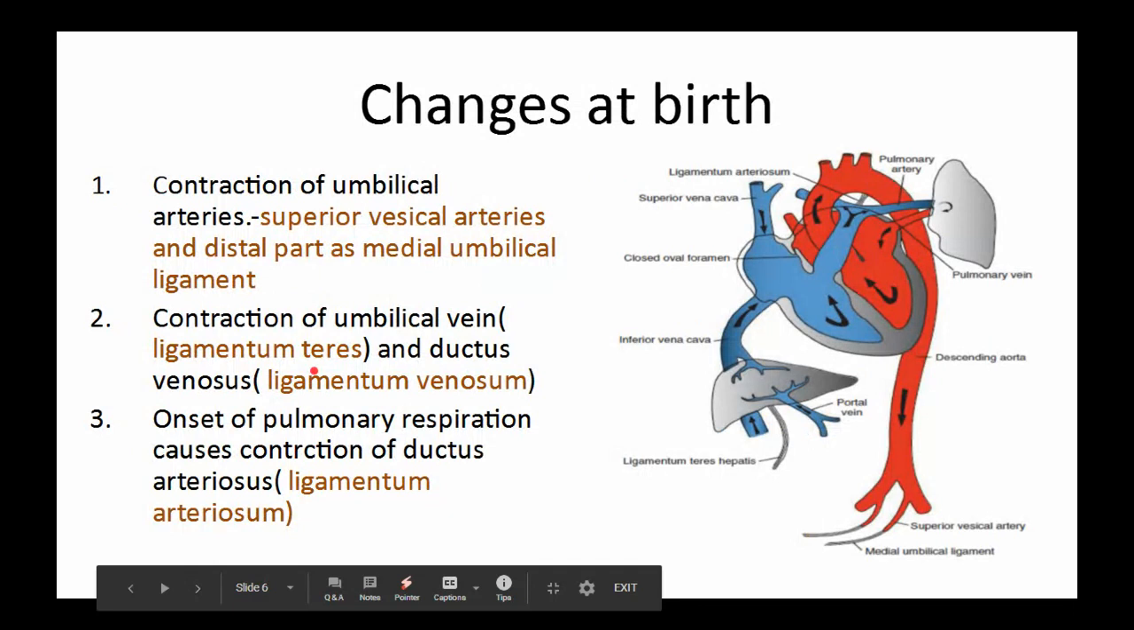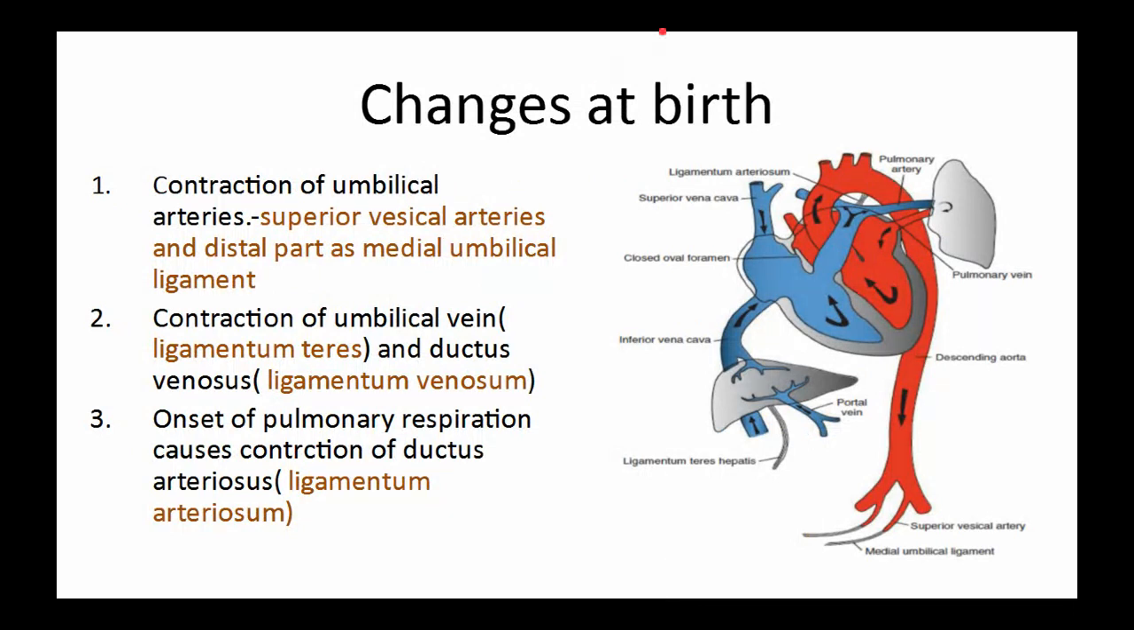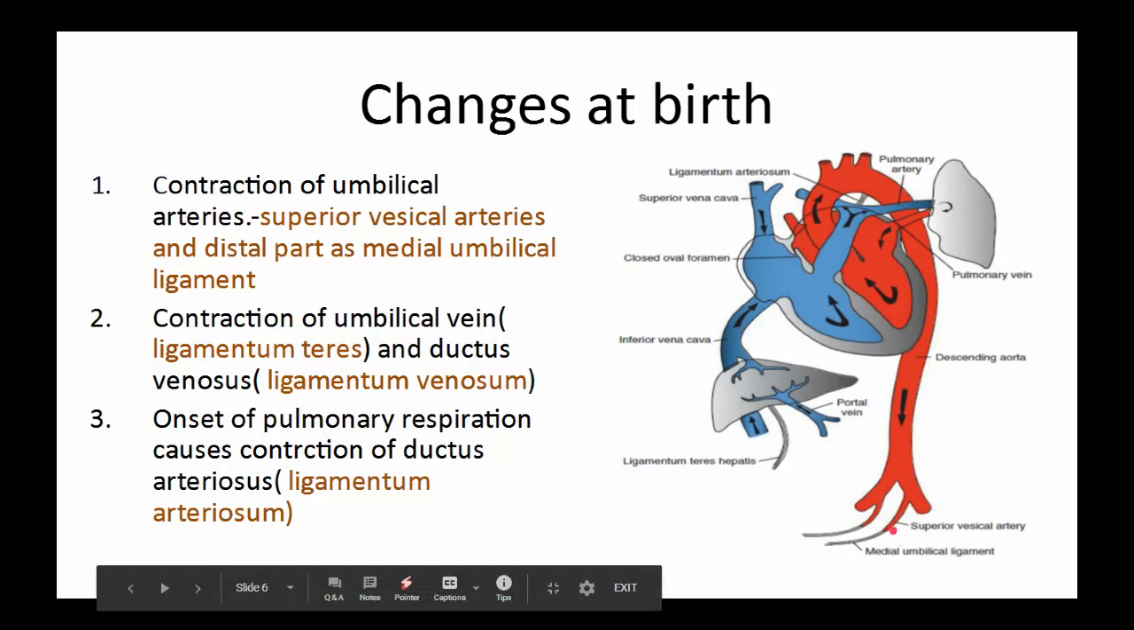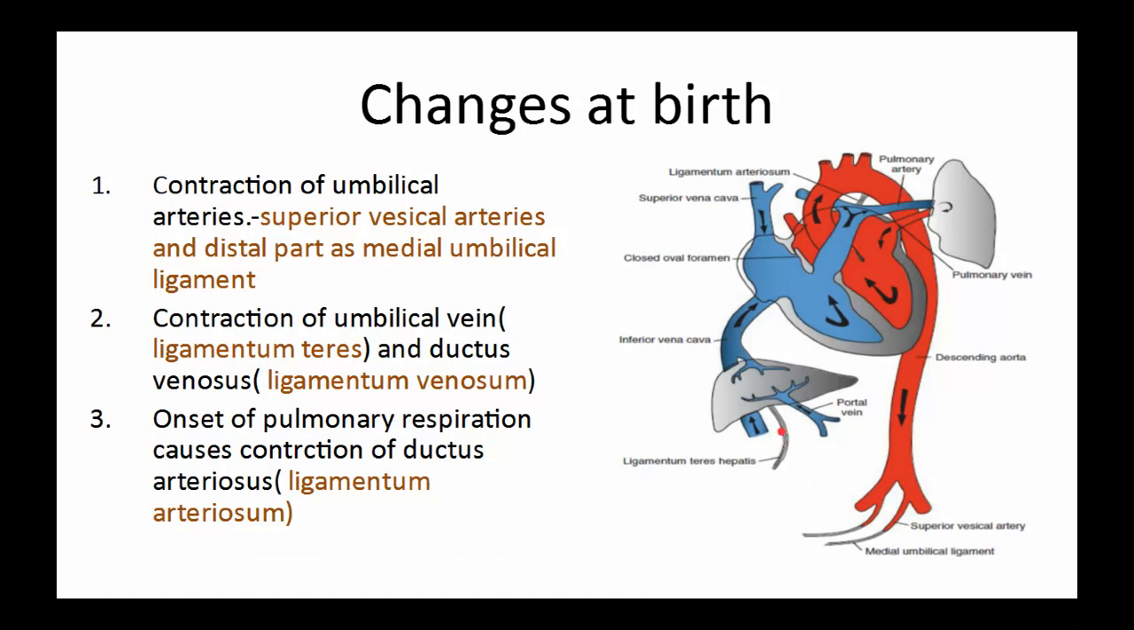So, what are the changes at birth? There are six important changes at birth. Firstly, the umbilical arteries will contract. The proximal segment will form the superior vesical artery, and the distal part will exist as the medial umbilical ligament. Then there is contraction of the umbilical vein, which will form the ligamentum teres hepatis, and because of the sphincteric action, the ductus venosus will close and remain as the ligamentum venosum.